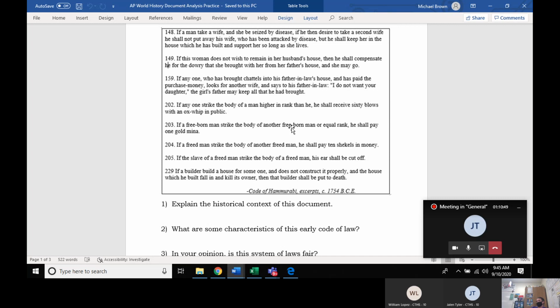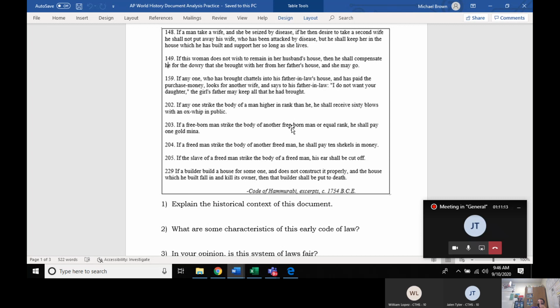What's something else? How does this legal system treat women? Look at it, because women are mentioned a few times. They're stuck at their house. Almost seen as property. Definitely not seen as equals.